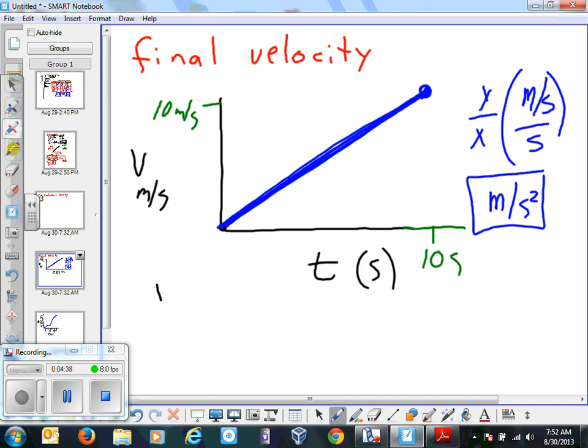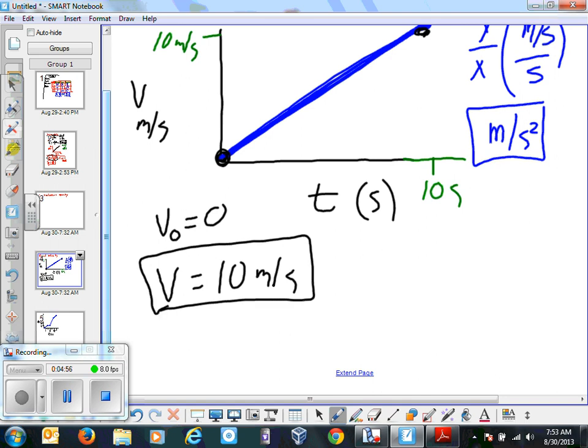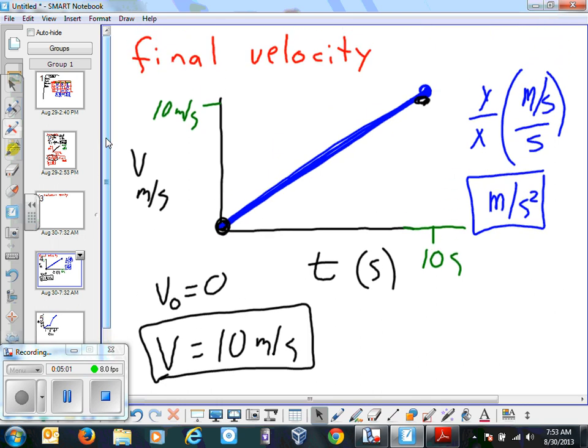Now, if we're talking about v sub naught, or initial velocity in this case, it would be 0 because we're starting down here. But our final velocity, in this case up here, would be 10 meters per second. Okay, so that's our final velocity. And when we start looking at these variables, unless it says average, these velocities are always instantaneous. So for just the first instant, we have that initial velocity of 0, and the last instant, we have that final velocity of 10 meters per second.